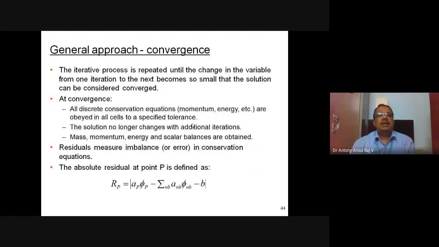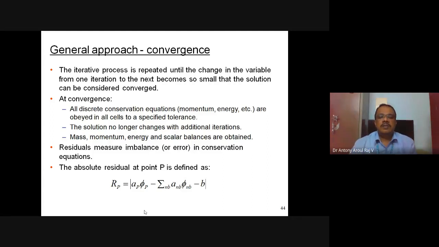And what is the residue? Already we have seen this when I am putting algebraic equations. For each node, we will be solving several sets of algebraic equations. For example, for our problem, for each node, we will be having the continuity equation, 3 momentum equations, 1 energy equation, 1 k equation, 1 epsilon equation. So many equations will be there. That means however many equations there are, that many residues will be there. That's what we have to understand.